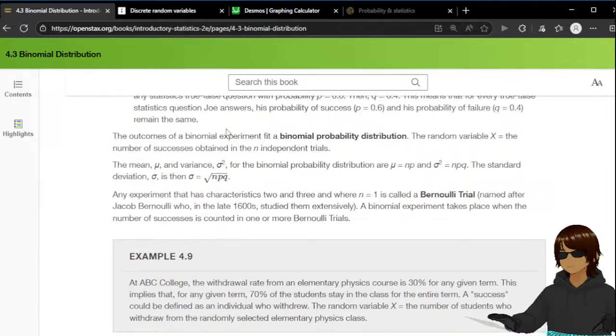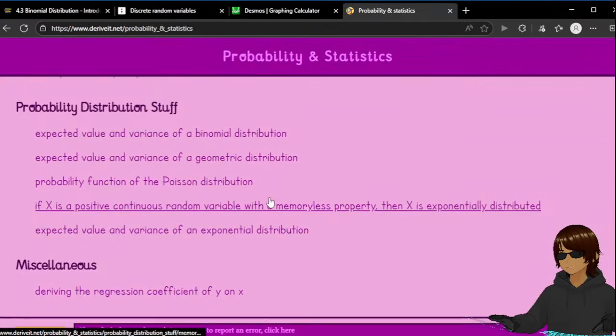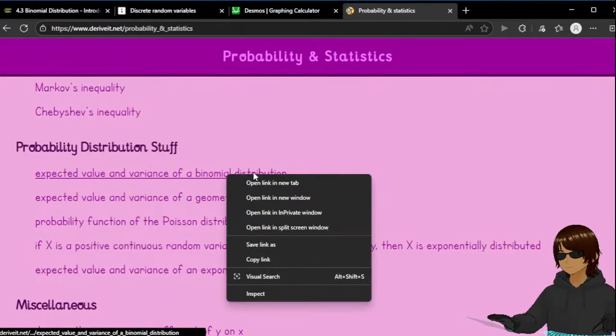The outcomes of a binomial distribution fit the binomial probability distribution. For a random variable x, the number of successes obtained in the n independent trials, the mean mu and the variance sigma squared for the binomial probability distribution are mu = np and sigma squared = npq. The standard deviation sigma is root npq.